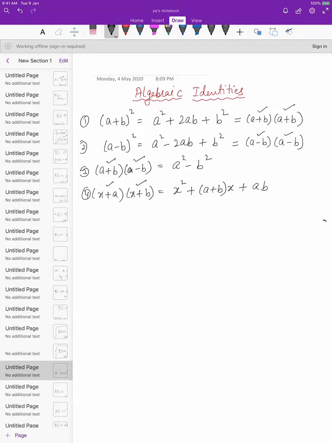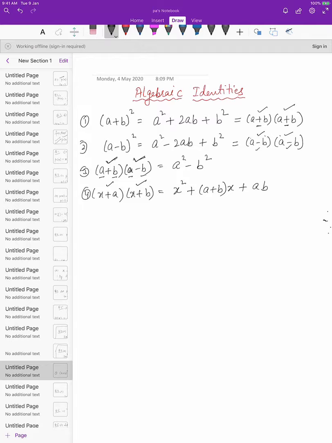In the first case, we have 2 binomials with plus sign in between the 2 terms. In the second identity, we have a negative sign in between the 2 terms. And what is important in both the identities, that in both the brackets, the first and the second terms are also same. In the third identity, again, if you see, the terms are absolutely the same, a and b in both the brackets, but in the first bracket there is a plus sign, in the second bracket there is a minus sign.